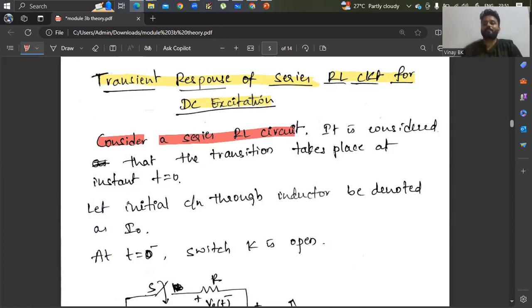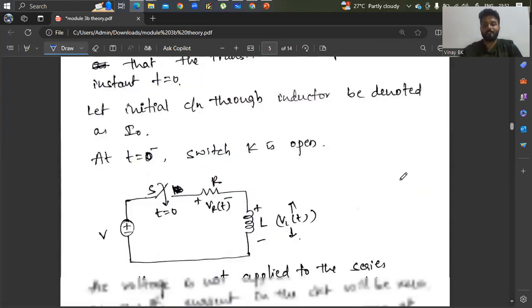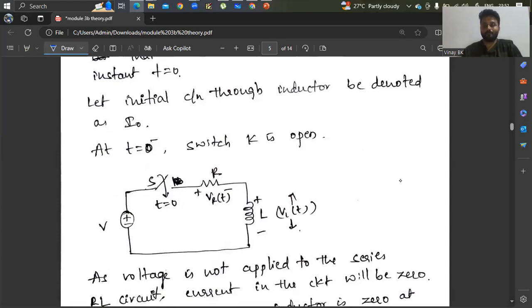It is considered that the transition takes place at instant t equals to 0. Transition takes place at instant t equals to 0. So now let us consider a circuit. You can see I have already drawn the circuit. Consider a circuit which is having a resistor R and an inductor L connected in series across a voltage source.